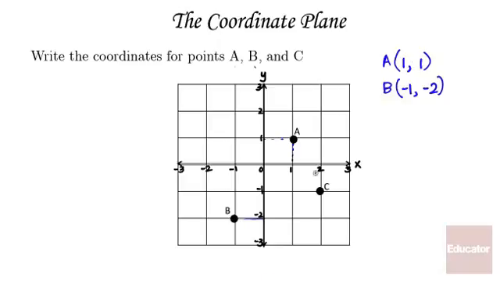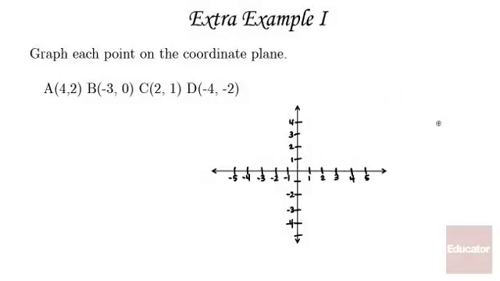The next one is C. The X number for C is 2. The Y number for C is -1. Okay, and those are the coordinates for A, B, and C. Okay, so then let's do our examples now. Graph each point on the coordinate plane. Okay, the first one, A, is 4, 2.